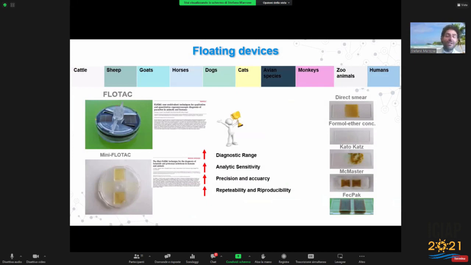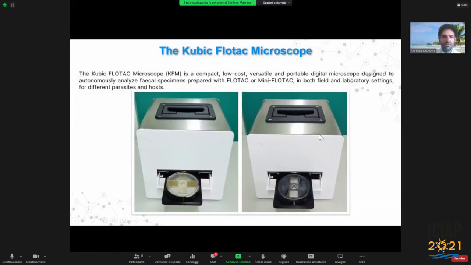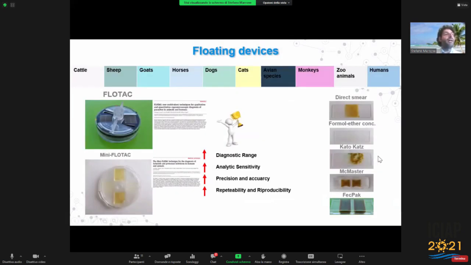Nowadays, there are a lot of devices, for example the ones here on the right side of the screen. I'm not sure you can see my pointer actually. On the right side of the screen. They can be used for different animals, including cattle, sheep, goats, and also humans.